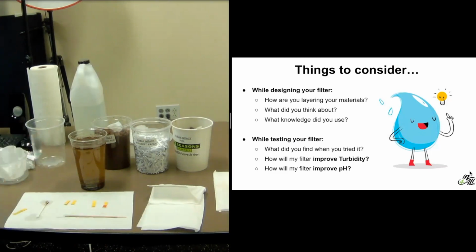So later, after you've done it, we're going to think about improving it. So you need to kind of think ahead. If this doesn't work well the first time, what might we change? So keep those things in mind.